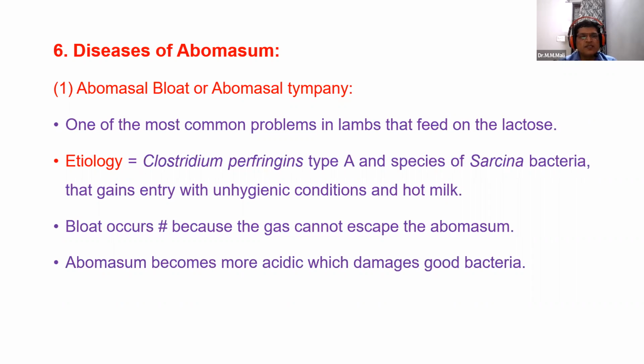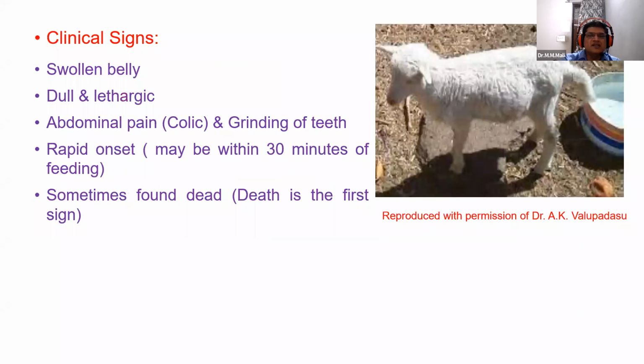Abomasal bloat occurs because the gas cannot escape from the abomasum, and the abomasum becomes more acidic, which damages good bacteria. The clinical signs are a swollen belly, dull and lethargic animal, abdominal pain that is colic, grinding of teeth, and rapid, acute onset within 30 minutes of feeding. Sometimes the animal may be found dead without showing any sign. So death is the first sign in this abomasal condition.